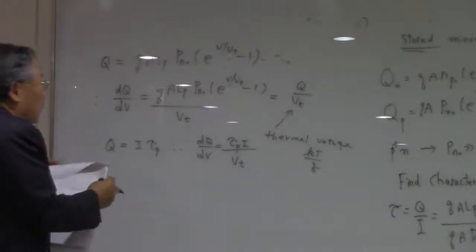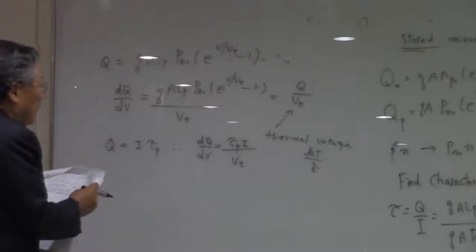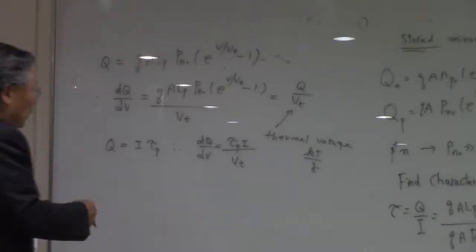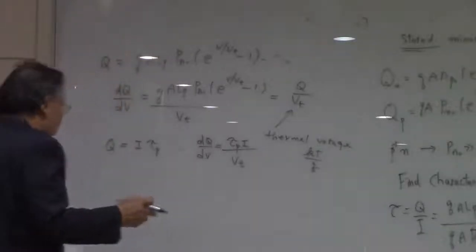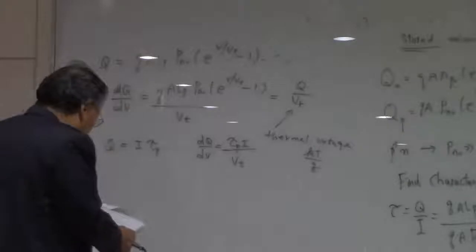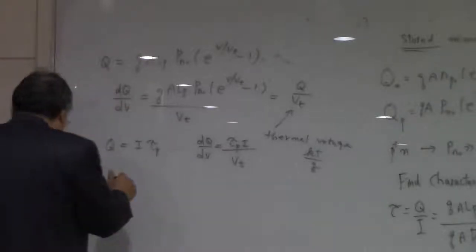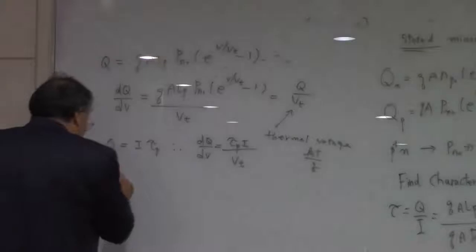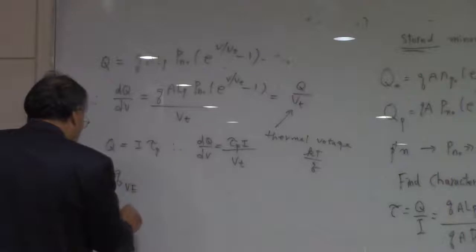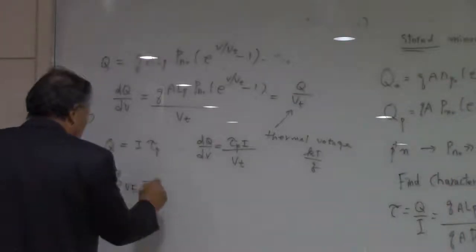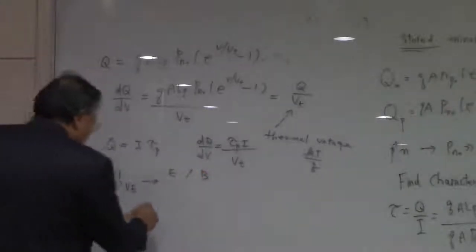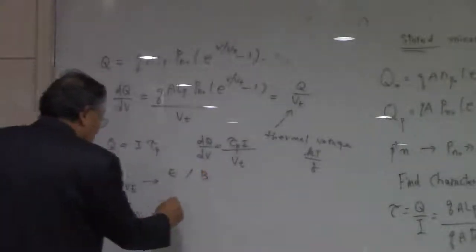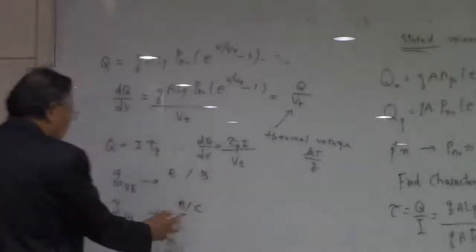Now, we have another charge, as I mentioned early in this lecture, that is related to the space charge, and for that we will have another capacitance. For that, we can set QVE and QVC. QVE is related to the emitter-base junction space charge, and QVC is related to the base-collector space charge.